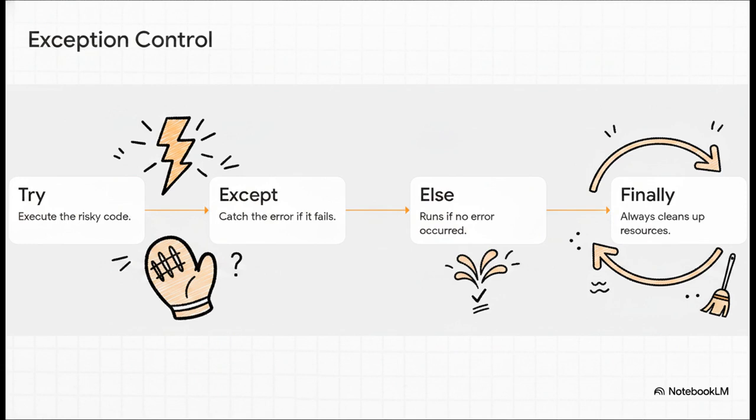Step 1, you try the risky code. Step 2, except catches the error if it breaks. Step 3, you can throw in an else block, which runs only if the try block succeeded without any hiccups. And step 4, you use finally, which is guaranteed to run at the very end no matter what happened previously.